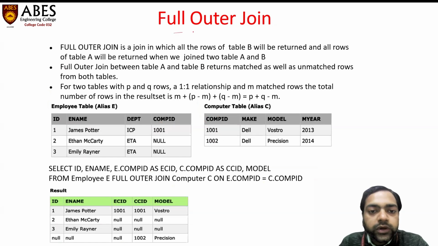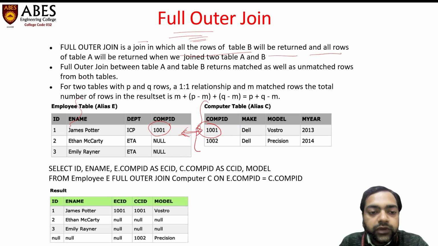Now, what is the full outer join? Basically, if we combine a right outer join and left outer join, this will be the concept of full outer join. It means that if we have the computer table and the employee table here, first of all we will perform the inner join. We can see that there is only one match tuple between these two tables, right? And after that we will merge both the rows of the tables. So all the rows of table B will be returned and all the rows of table A will be returned when we join these two tables, right?